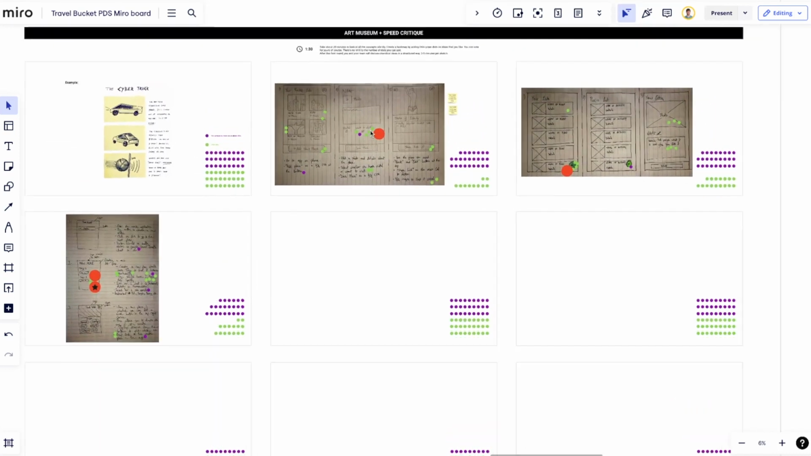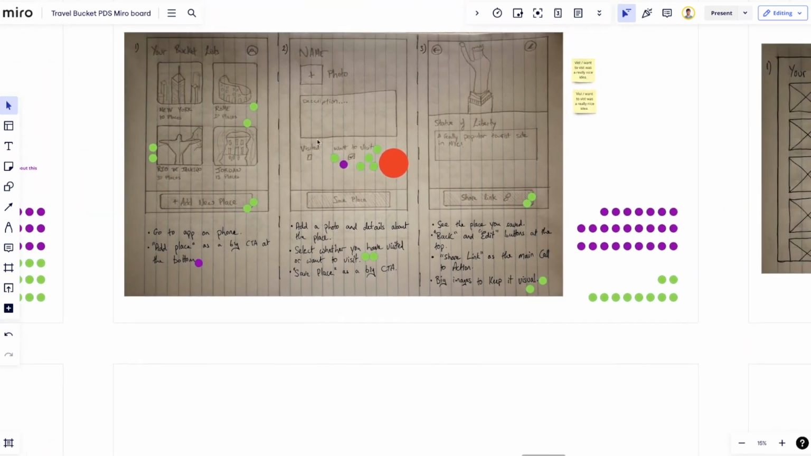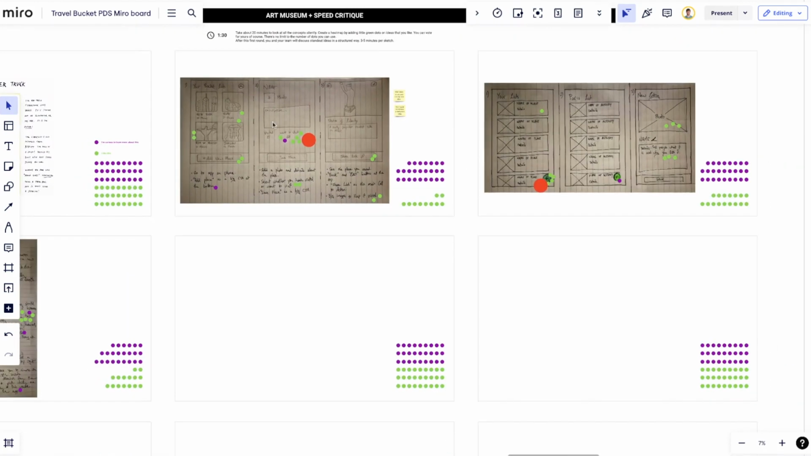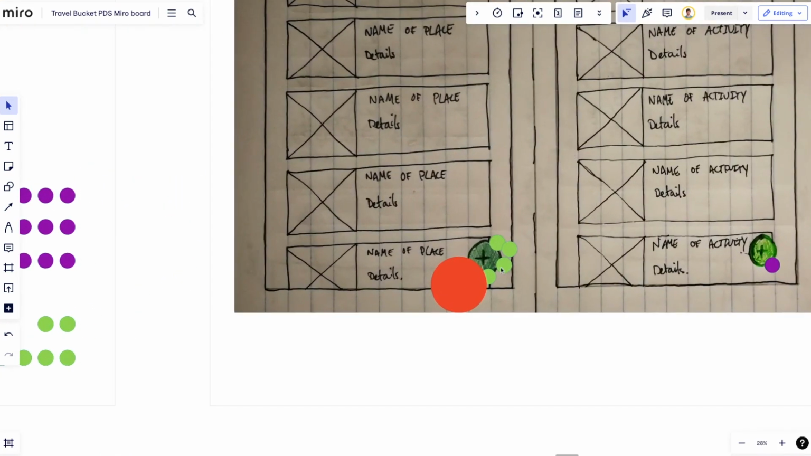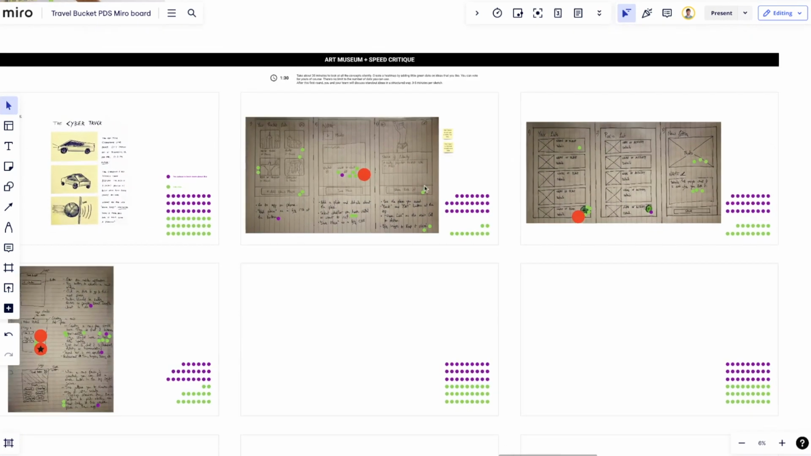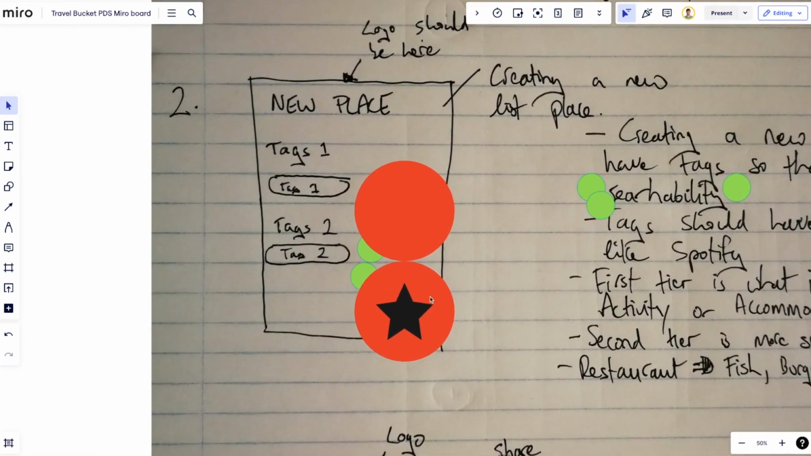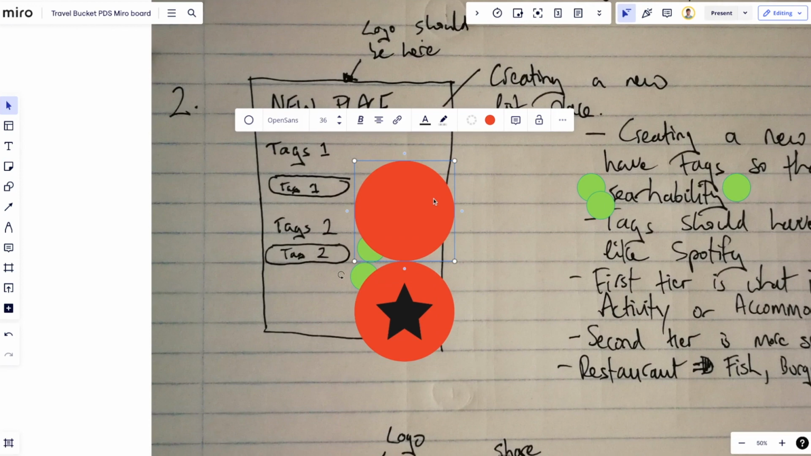So what we can see here is that someone feels very strongly that this functionality here around the place being visited or a place that you want to visit, someone feels strongly about that. Someone feels strongly about a floating add button. So that's something that we should really look to include. And then over here, we've got something that someone has super voted, and we've got somebody else that expressed a really keen interest in this as well.